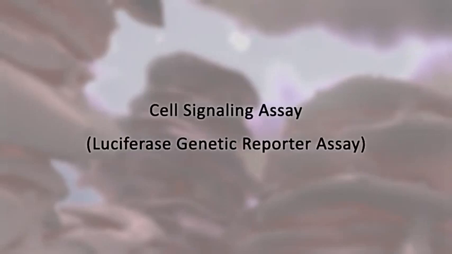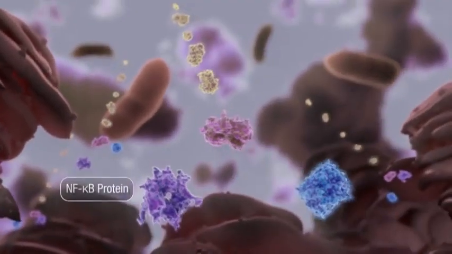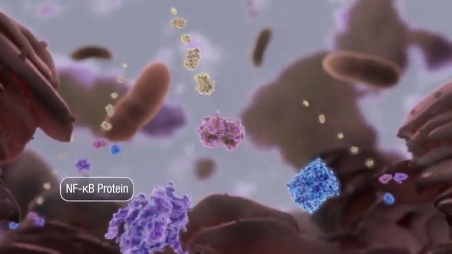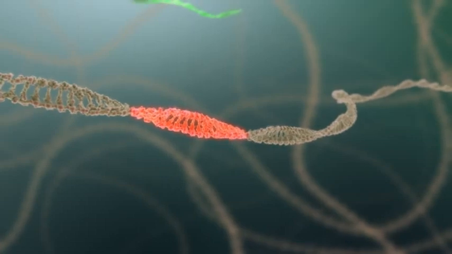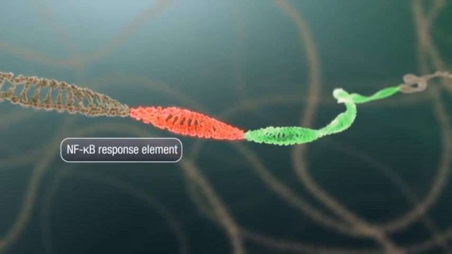Another question drug discovery scientists need to understand is which cell signaling pathways are modulated by the lead compound. They create recombinant cancer cells where a luciferase gene has been fused to a key cell viability response element, such as NF-kappa B.